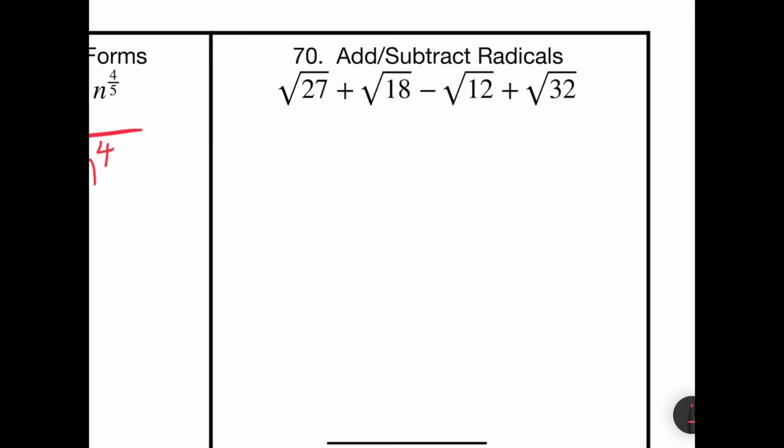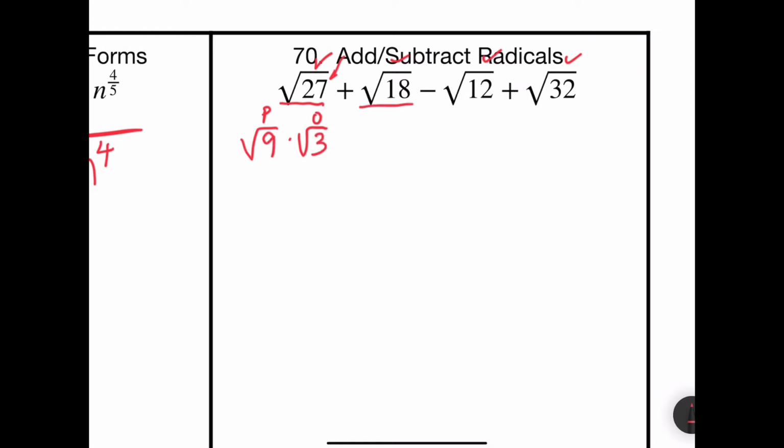Problem number 70 is adding and subtracting radicals. It says the square root of 27 plus the square root of 18 minus the square root of 12 plus the square root of 32. So first we're going to have to simplify all 4 of these radical terms, just like we did in previous problems. First we'll look at the square root of 27. We're going to use the product property and break that up into perfect square factors times other. There is a perfect square factor of 9 times 3.